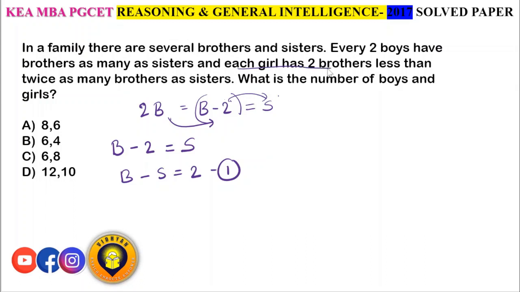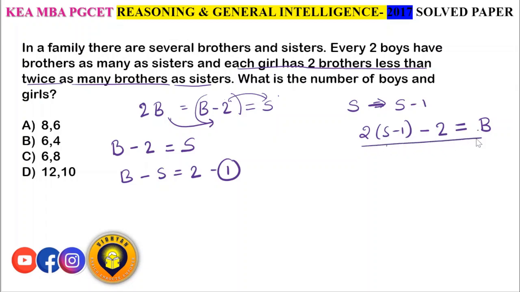Now, each girl has two brothers less than twice as many brothers as sisters. Let girls be S. Each girl will have how many sisters? S minus one sisters. Twice the number of sisters means two times of S minus one. Each girl has two brothers less than twice as many brothers as sisters. So that means this is equal to the number of brothers. Therefore this will become another equation.